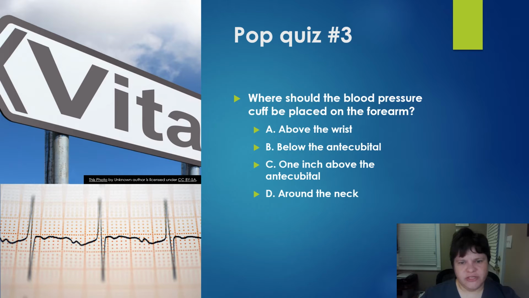Pop quiz question number 3. Where should your blood pressure cuff be placed on the forearm? And we're talking about ideal location here. Is it A, above the wrist, B, below the antecubital, C, about an inch above the antecubital, or D, around the neck?